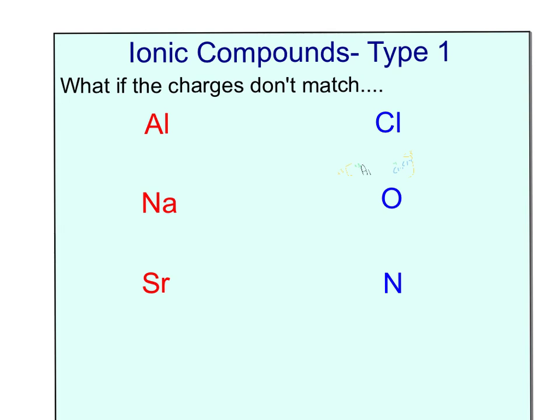You still write the metal first, non-metal second, and since I needed 1, 2, 3 chlorides to balance out the charge, I will write AlCl3. We refer to this as a subscript. So subscripts tell you how many of a particular atom you have. We write it after the atom, so there's 1 aluminum and 3 chlorines.